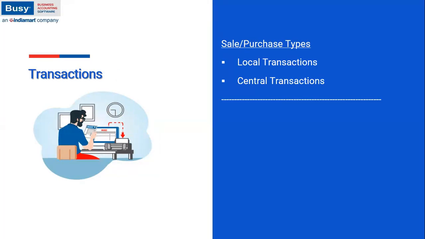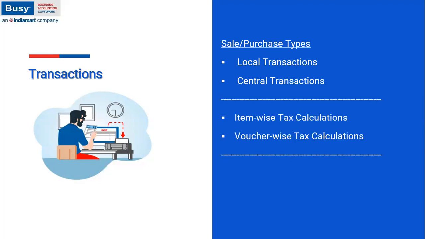You can select the sale purchase type, and you can define the sale purchase type with tax rate in the sale transaction, purchase transaction, sale return, purchase return. So you can compare the local sale and central sale also. Reports are also available. Your sales register, you can filter according to your local and central transactions.